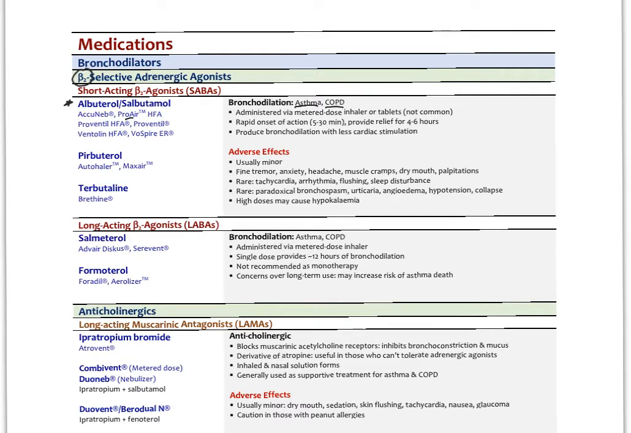Not commonly, you can use tablets, but that's going to have a lot of systemic effects, so we usually prefer these to be inhaled. Rapid onset of action between 5 and 30 minutes, and they can give relief up to 6 hours. And the good thing about being selective beta-2 is that, although it's not perfect, they generally don't stimulate beta-1 receptors, which are on the heart. And so that won't increase heart rate or heart contractility and so forth. That said, I know plenty of asthma patients who get a rapid heart rate after taking their inhaler, so it's not perfect. But it's actually much better than non-selective agents.